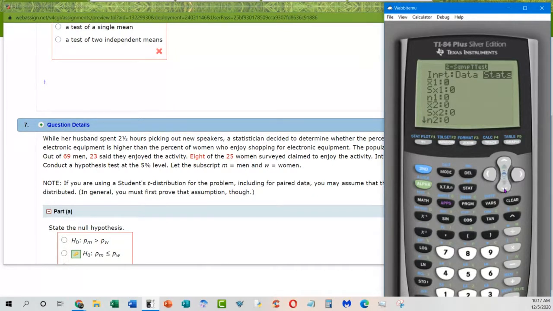it asks us: what is the null hypothesis? Is it not equal to? Is it less than? Is it greater than? So you're going to have to look in the question, and then from there, it's going to be able to say, okay, well, what was the value?